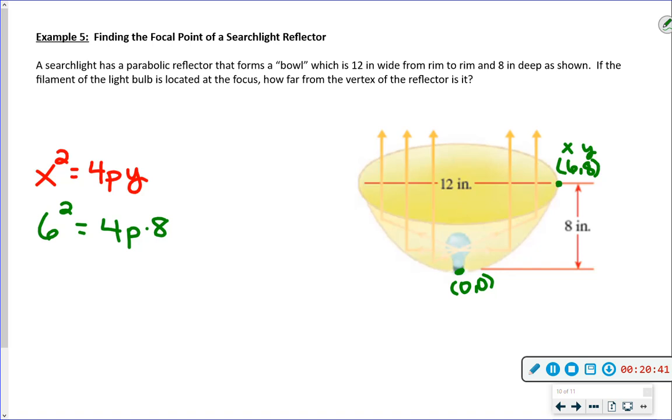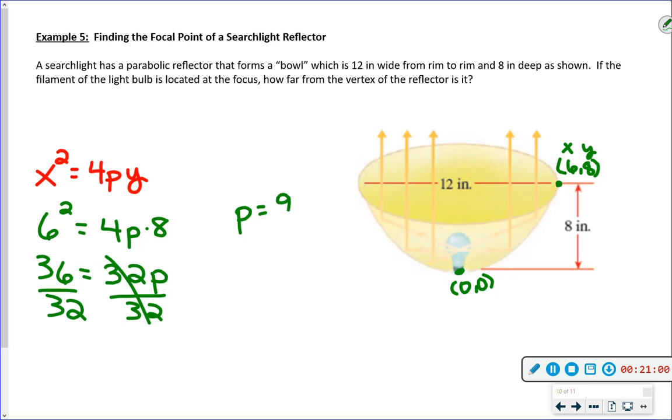6 squared, got it. 4 times 8. And then divide by 32. Okay, reduce that down. What's 36 over 32, really? 9/8, yep. Reduce it down. And I think we know what we need to know to answer this. So it says, if the filament is located at the focus, which we now know, how far from the vertex is it? How far from the vertex is it? 9/8, and I'm going to be fancy and throw a label on inches. Yay! And we're done.